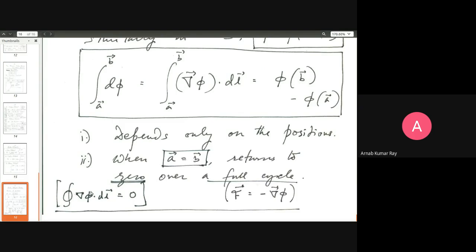I've just made a slight error over here. I've not written this arrow sign. So this vector arrow is not there. So you can see, just make a note of that correction to be made.